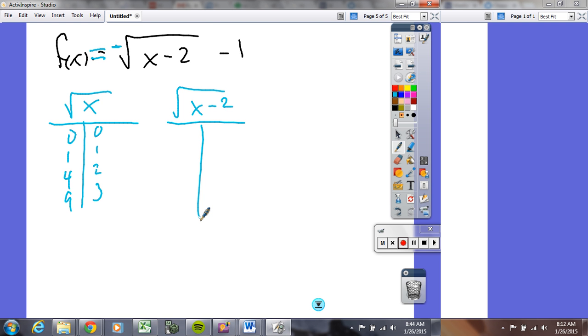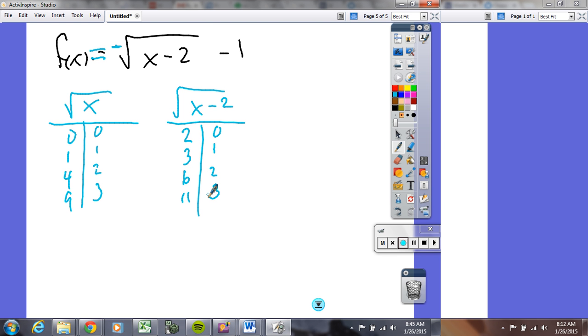Hayden, I'm going to come back to you. Which way do I go? Right, how many? So is that my x's or my y's? Good job. You do the opposite. So therefore 2, 3, 6, and 11 still give me the values of 0, 1, 2, and 3. If you don't know, give it a shot. 6 minus 2 is 4. Square root of 4 is 2.